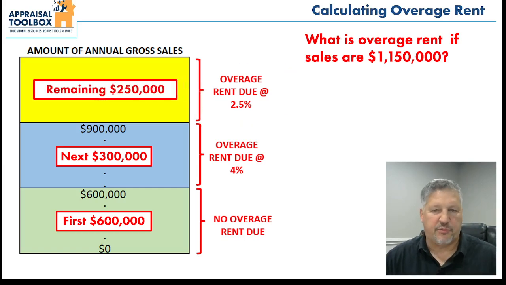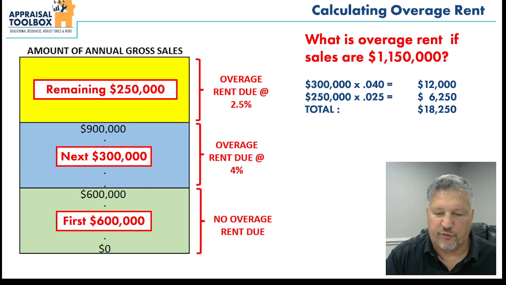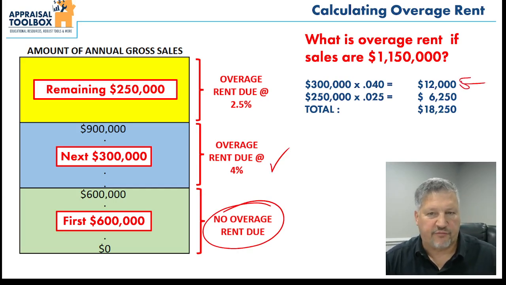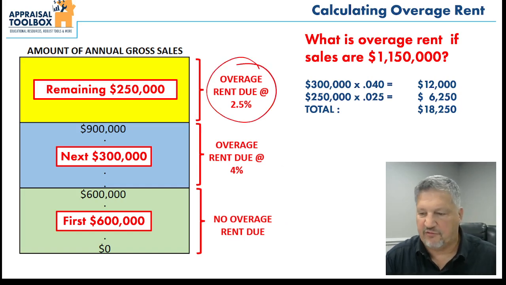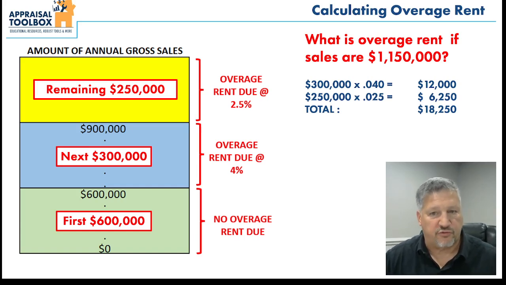All right. And once we have all three of those amounts, we can then calculate out the overage amount, right? The first $600,000, nothing due, no overage. The 4% provides $12,000 of additional rent. And the 2.5% times the $250,000 provides an additional $6,250, for a total of $18,250 of overage rent.